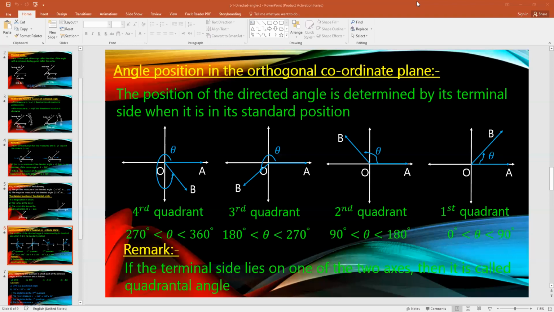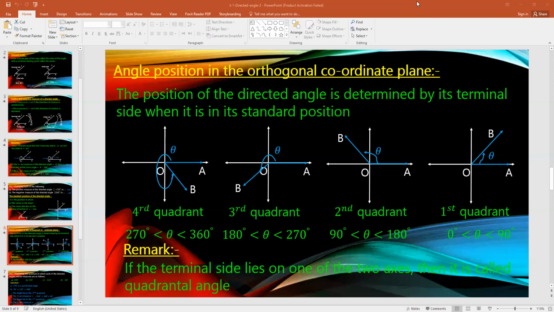We studied before the definition of angle: it is the union of two rays that have the same starting point. Here, this angle is called angle ABC, or angle CBA, or angle B. But in this lesson, I will take another definition of angle.